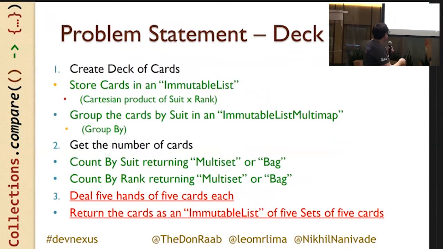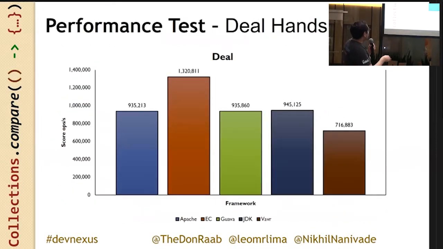Last of this problem statement. Now you have a deck of cards. When you're playing cards, you've got to deal them, right? Now we are going to deal five cards to 5 people, or 5 hands of 5 cards. And we will be shuffling those cards before dealing. Looking at the performance, again, Eclipse Collections wins, and here the win is not just marginal; it's pretty substantial, because it's 1.3 million versus the closest one at 935K.